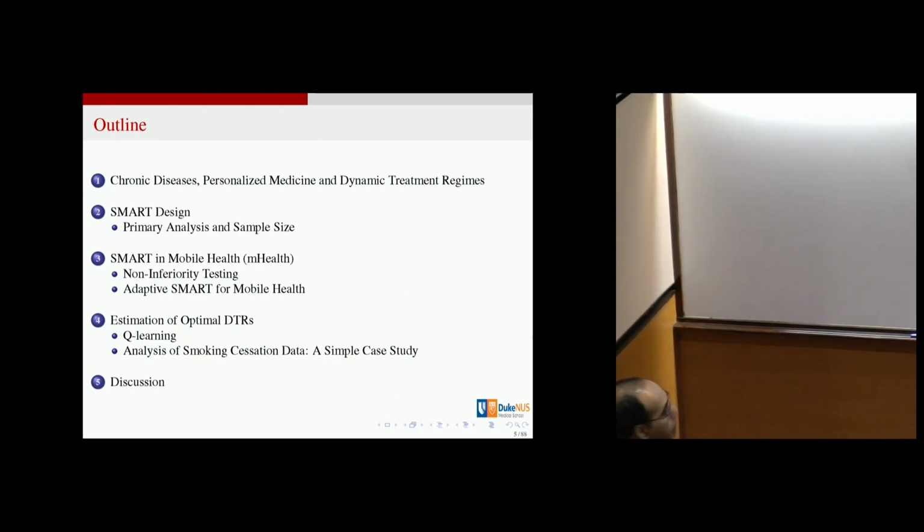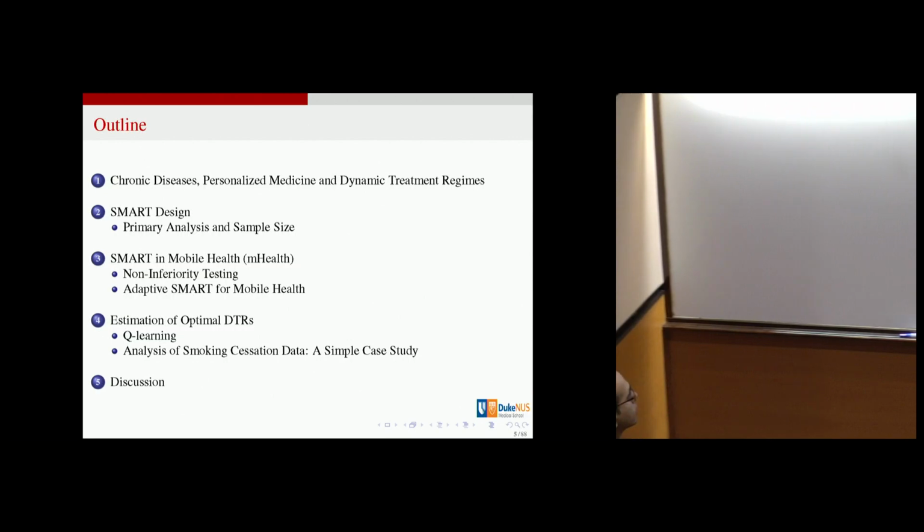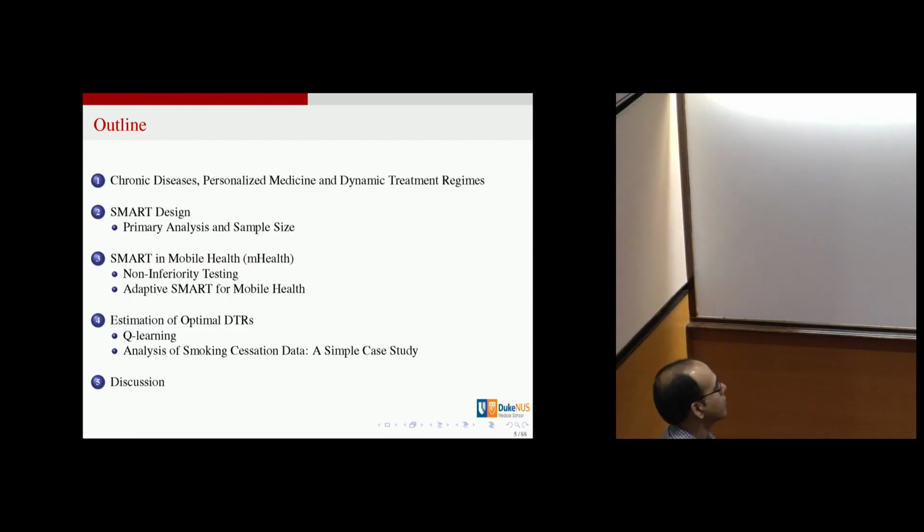Okay, so yeah, fitted Q iteration, and I'll also give a simple case study example of a smoking cessation study using Q-learning. I think that's the plan for today's tutorial, and we'll go slow, and the idea is that you ask questions at any point, right? All right.